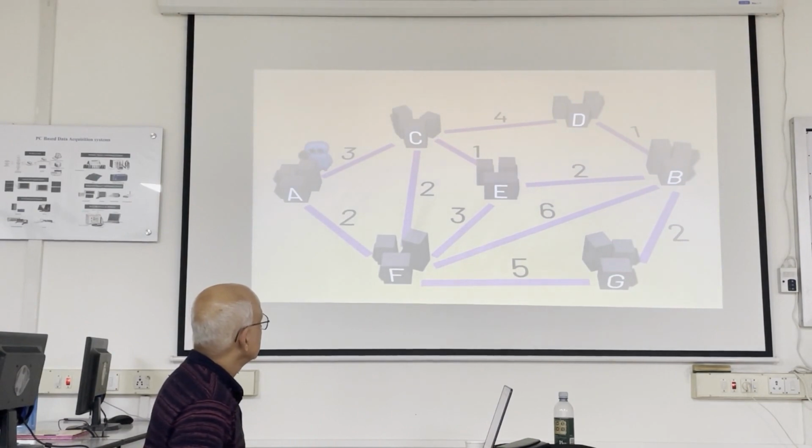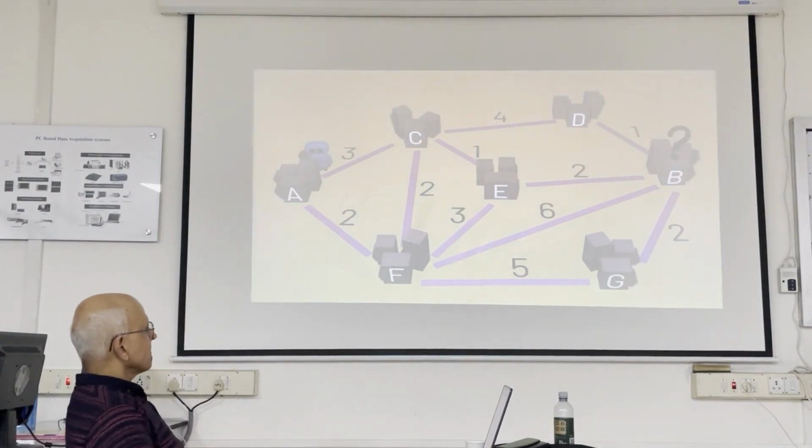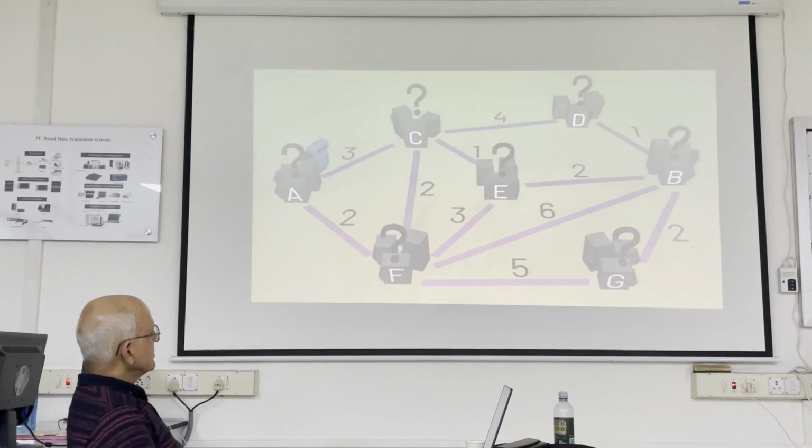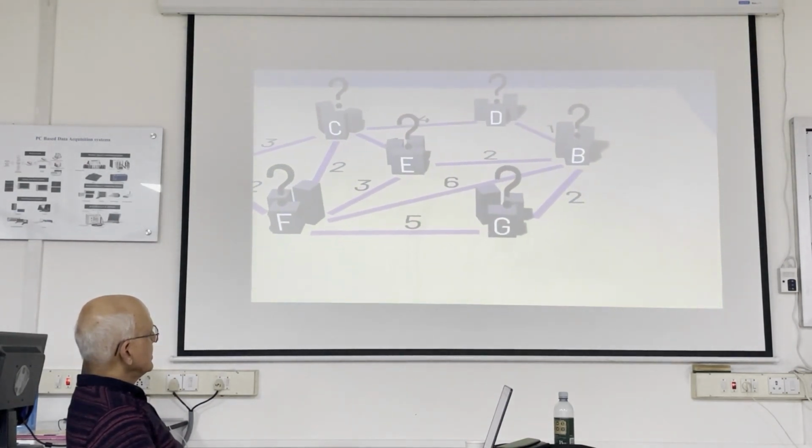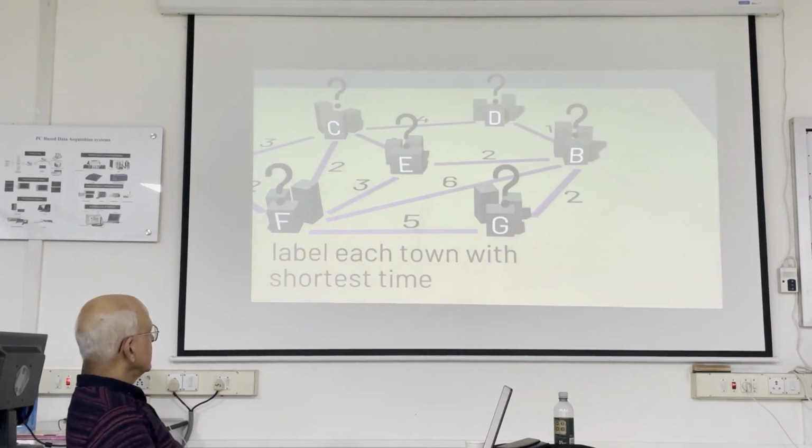Ultimately, we need to figure out how many minutes it will take to get to town B. In doing so, though, it might be useful to figure out how many minutes it would take to get to the other towns too. So ideally, we want to label each town with a number representing the shortest time required to get there. But of course, we don't know that information yet. So instead, we'll label each town with the shortest time we've found so far to get to that town.